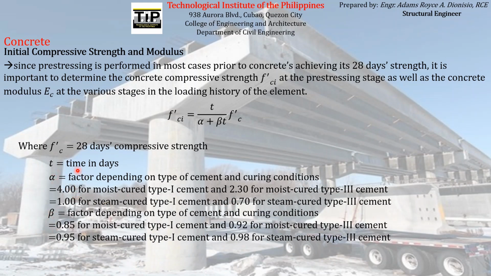Beta is almost the same as alpha, but they just differ in the specific factors. So for moist cured type 1 cement, 0.85. For moist cured type 3 cement, 0.92. For steam cured type 1 cement, 0.95. And for steam cured type 3 cement, 0.98. So that is how you can compute the initial compressive strength of the concrete at any part, or any stage, of the pre-stressing activity.